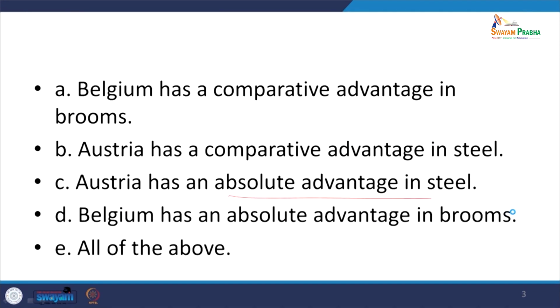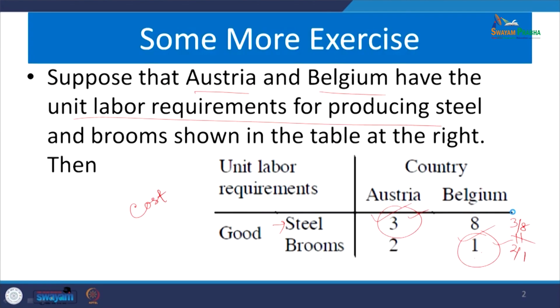Now, come to the other options. Look at the comparative advantage and let us interpret it first. Now, 3 by 8 means the relative cost of production of steel as compared to the relative cost of production of brooms in Austria. So, this one is much cheaper as compared to 2 upon 1. So, the relative cost of production of steel for Austria is much cheaper, whereas for brooms Austria is double expensive as compared to Belgium, but Belgium's is half the cost, even less than half the cost of production.